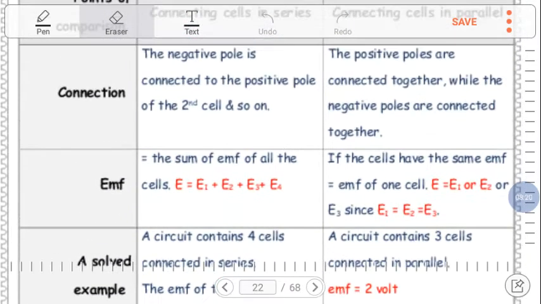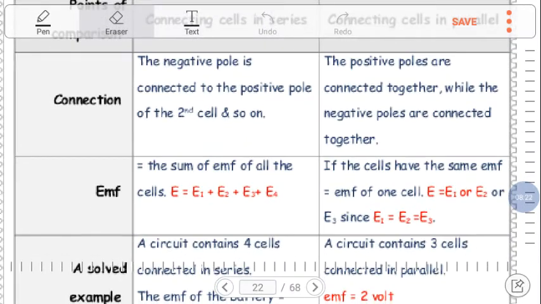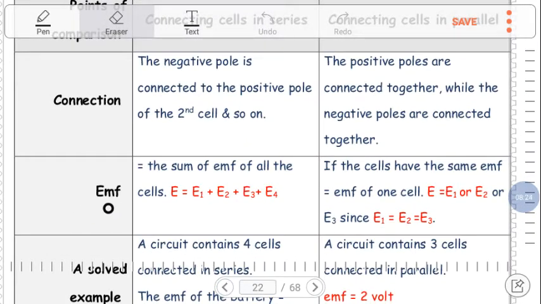Okay, then we have the electromotive force. How can we calculate the electromotive force? Remember that? Yes, by the voltmeter. So electromotive force is the voltage of the cells when we connect the voltmeter in parallel with them, in open circuit of course.